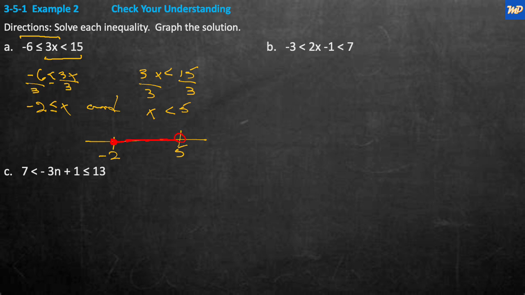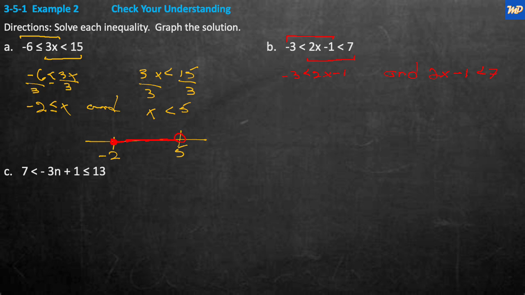So we have -3 is less than 2x minus 1, and 2x minus 1 is less than 7. So I'm going to write the first one. -3 is less than 2x minus 1. And we're going to have an "and" over here. And this one's going to be 2x minus 1 is less than 7. Okay? So now what are we going to do?